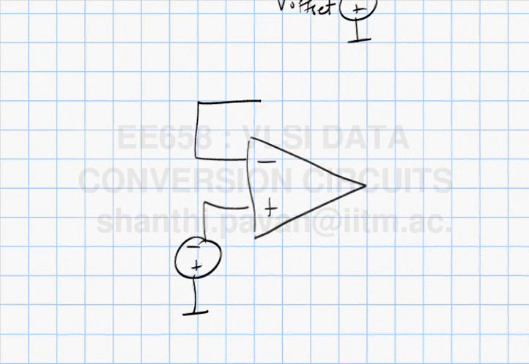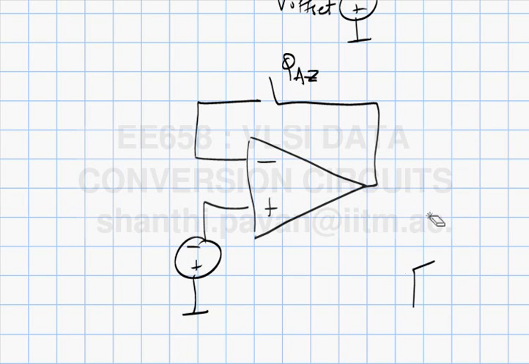right? So during some phase phi 1, let me call this phi AZ. Okay, I'll tell you why it's called AZ a little later on. So during phase phi AZ, the op amp is configured in this unity gain position. Okay, and this capacitor is also configured. This capacitor is the guy who holds the offset, right? Okay.